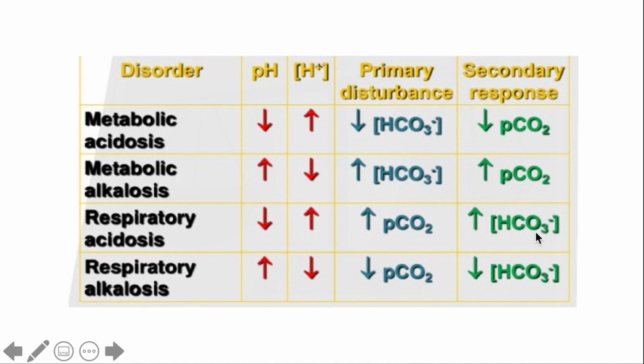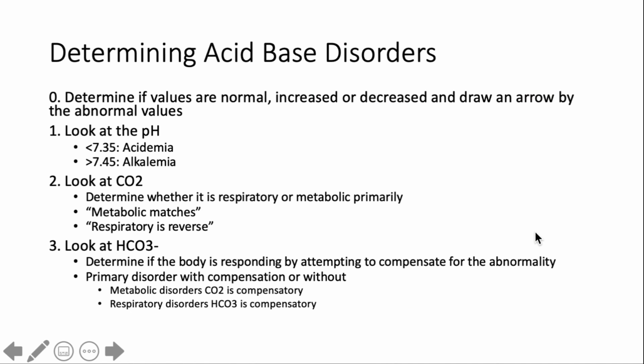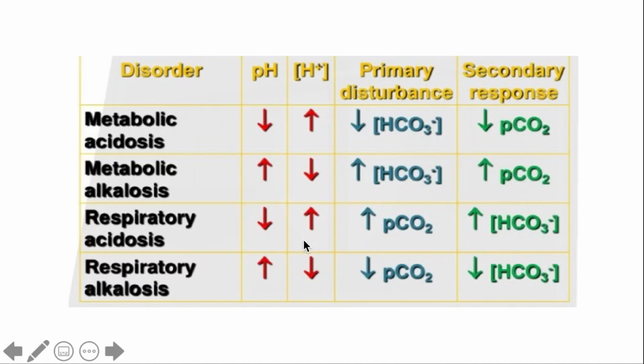And then we'll talk about compensation here. So finally, like I just said, with bicarbonate, we want to know if the body is responding and attempting to correct for the problem that's occurring. If we have a metabolic acidosis with a low pH and a low PCO2, that's because we had low bicarbonate and the PCO2 is trying to help correct that. Same thing here. If we have a respiratory acidosis with a low pH, we have a high PCO2 because that's where the acid is coming from.